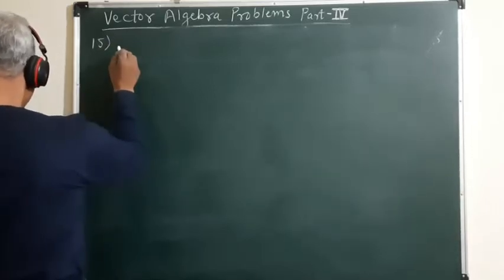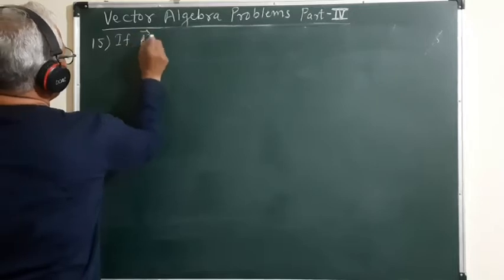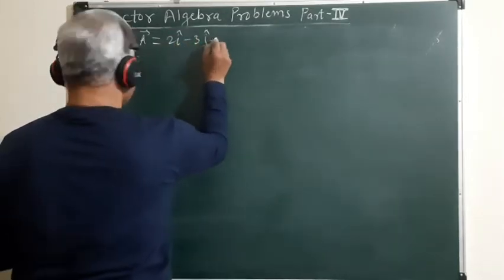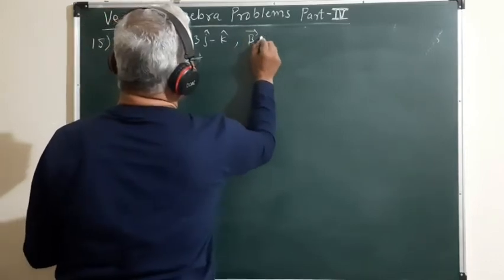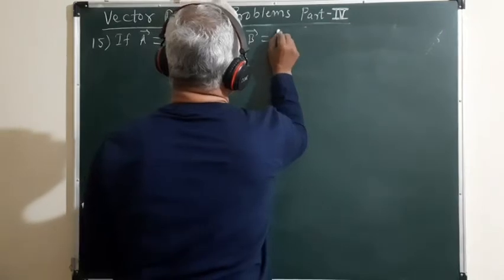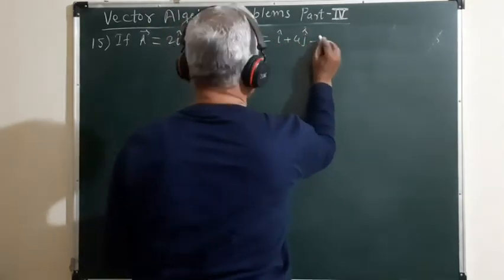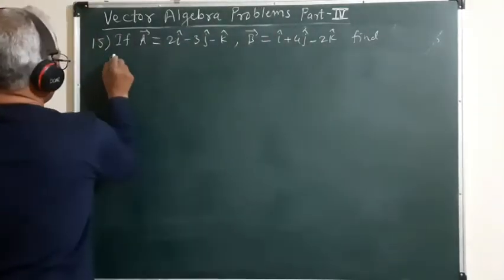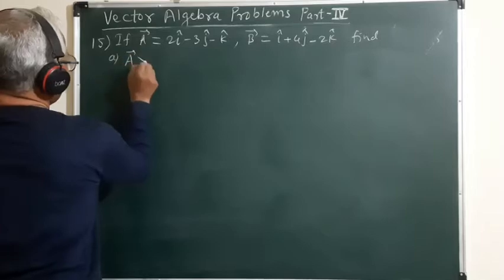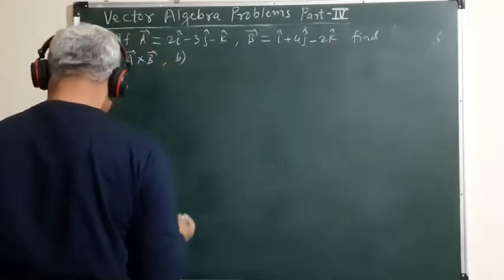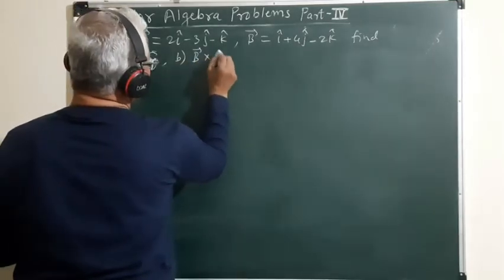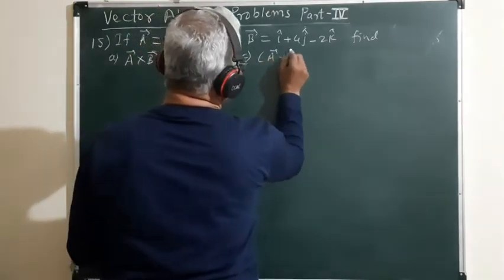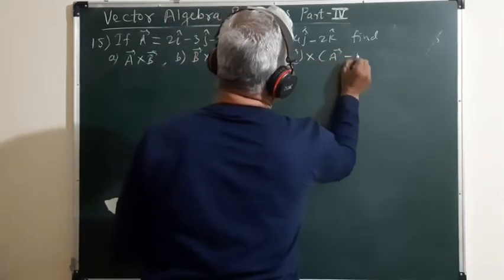Next is, if a bar is equal to 2i cap minus 3j cap minus k cap, and b bar is equal to i cap plus 4j cap minus 2k cap, you are asked to find, first, a bar cross b bar, secondly, b bar cross a bar, and the third is a bar plus b bar cross a bar minus b bar.